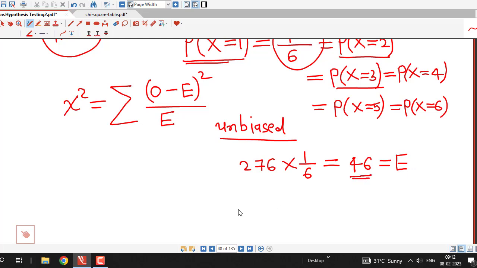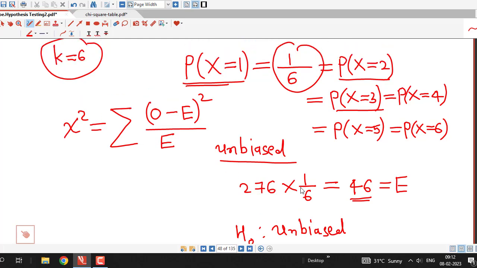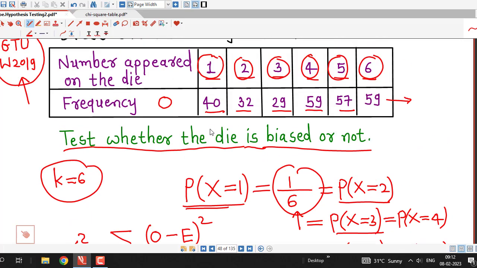We will consider null hypothesis H0 as that die is unbiased, and if we assume that this null hypothesis is correct, then probability for each number to turn up is 1 by 6, and there are total 276 throws of a dice. Therefore expected frequency will be equal to 276 times this probability, that is 46. So this 46 will be the expected frequency for each of these numbers from 1 to 6.